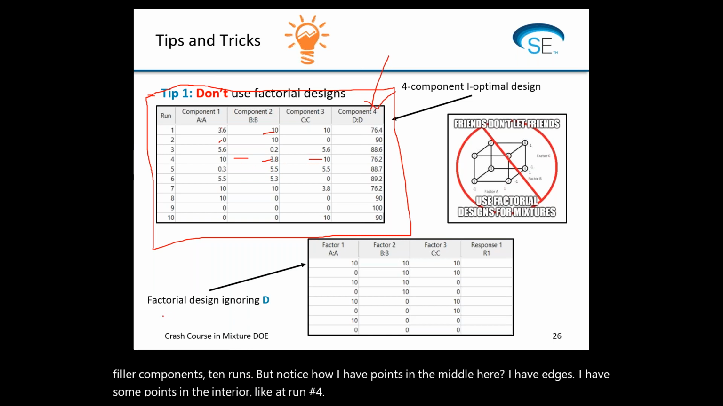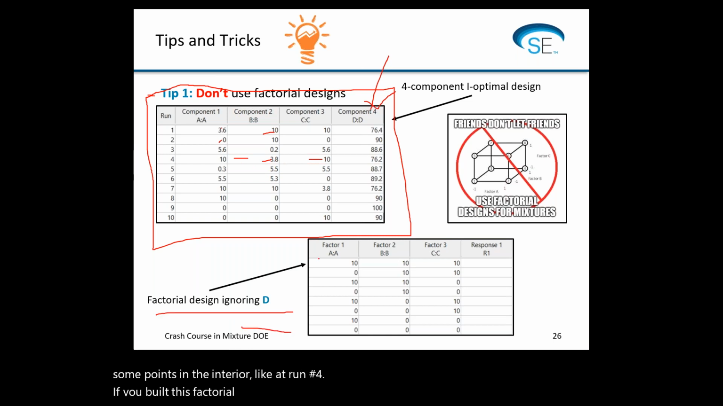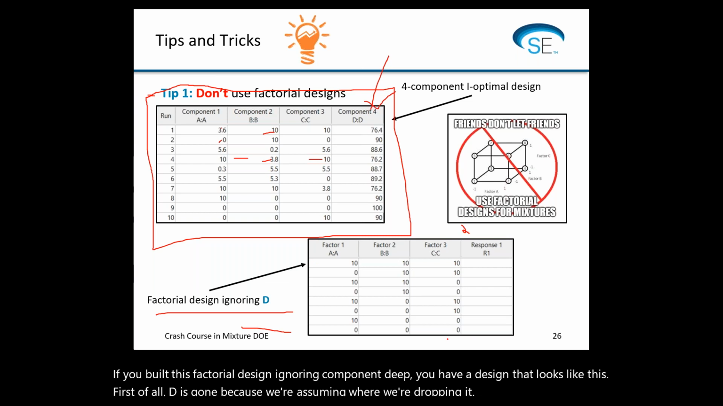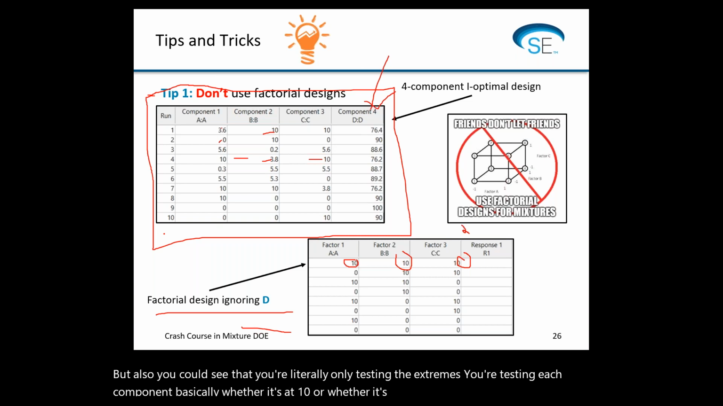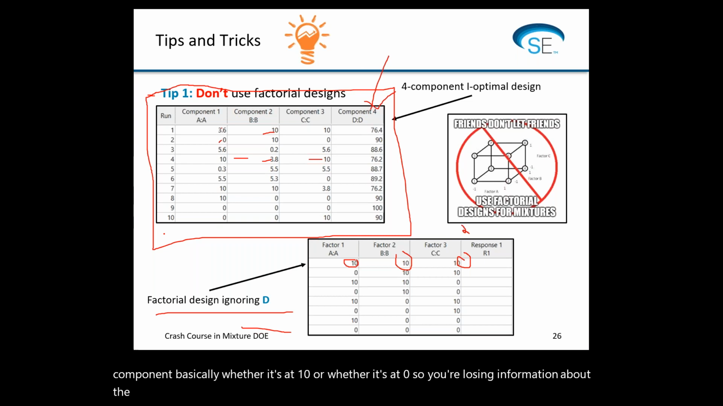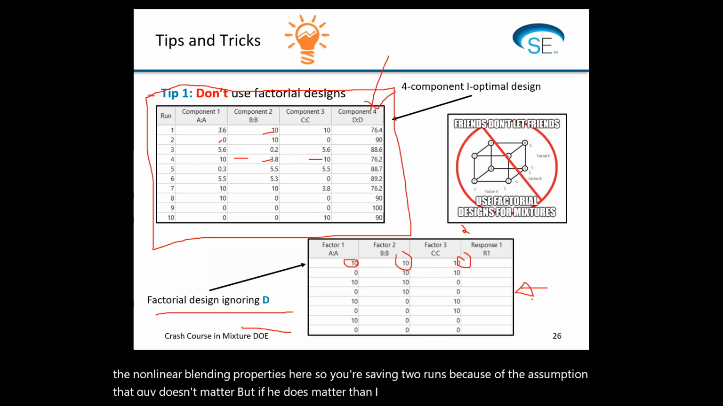If you built this factorial design ignoring component D, you'd have a design that looks like this. First of all, D is gone because we're dropping it. But also you can see that you're literally only testing the extremes. You're testing each component basically whether it's at 10 or whether it's at 0. So you're losing information about the nonlinear blending properties here. You're saving 2 runs because of the assumption that D doesn't matter. But if D does matter, then I think you're in trouble here.